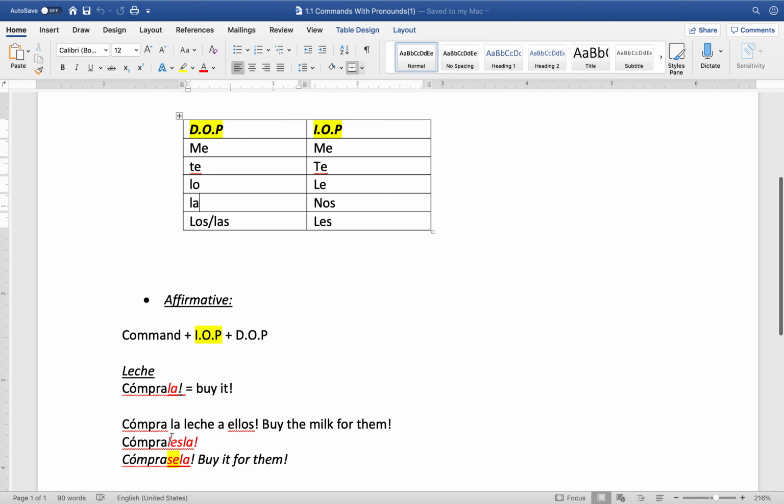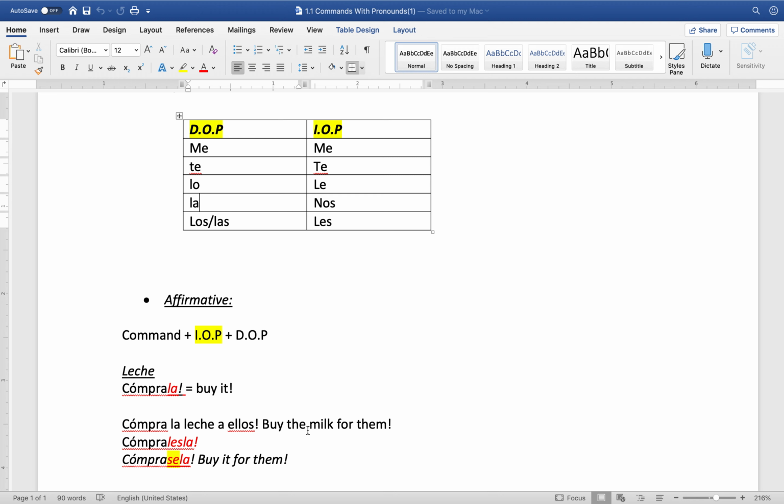Now here, this is the statement: compra la leche a ellos, right? Compra la leche a ellos. So I'm going to replace leche again with la. Now be careful with that la versus this la. This la means it, and this la means the, okay? So I have two different meanings. So compra la leche a ellos, I'm telling you to buy the milk for them, all right? Buy the milk for them. So in Spanish, or in English, where it comes first, it's the indirect. Let's see, the milk for them.